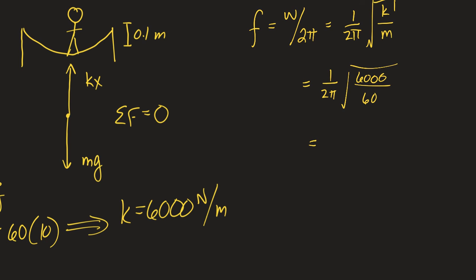When I look at this, 6,000 divided by 60 is 100. Square root of 100 is 10. This is 10 divided by 2 pi. So I'm thinking my frequency is just a little over 1. So when you're doing your calculator work, be careful. We've seen this before. 1 divided by 2 pi makes you guys crazy. So I'm not really concerned about what this answer is. I don't think this one's all that tough. I think it's the next question that's tough. You have to read it carefully.